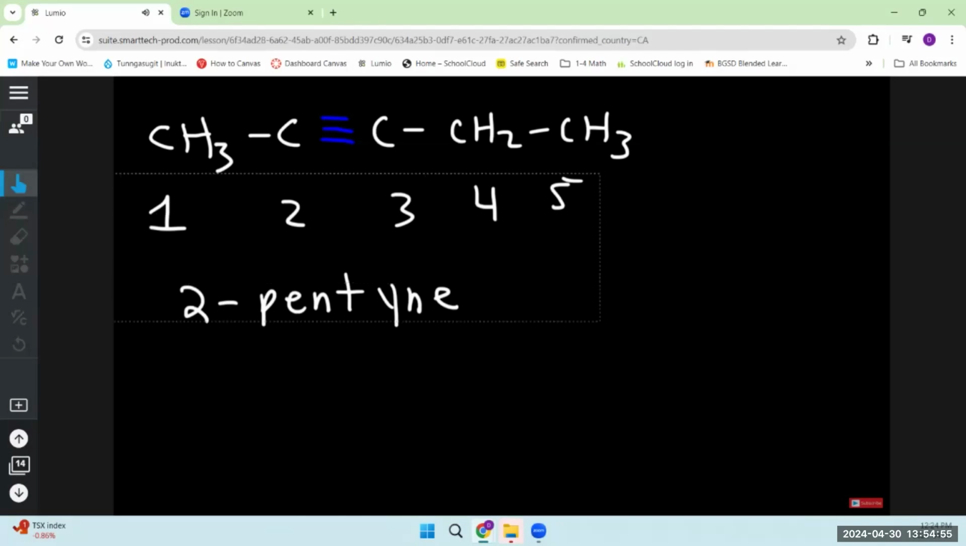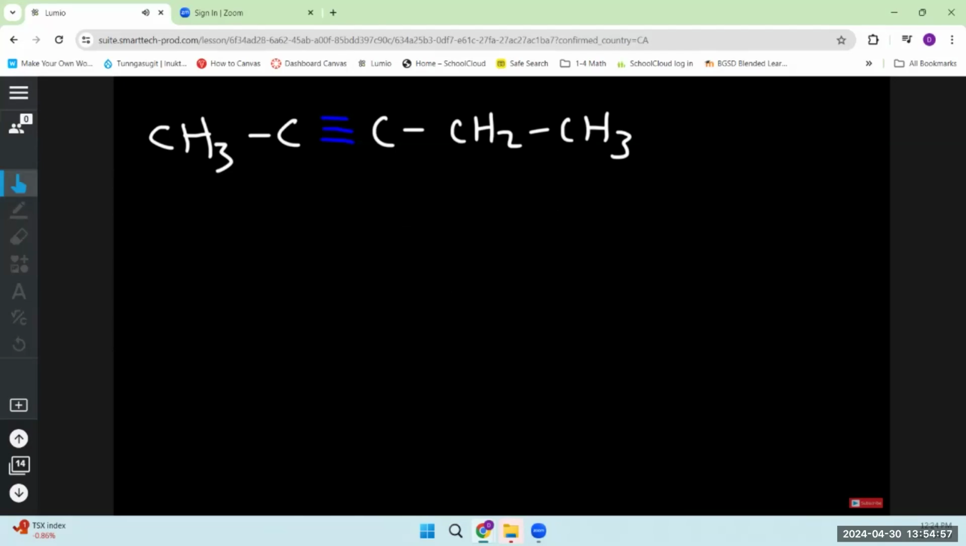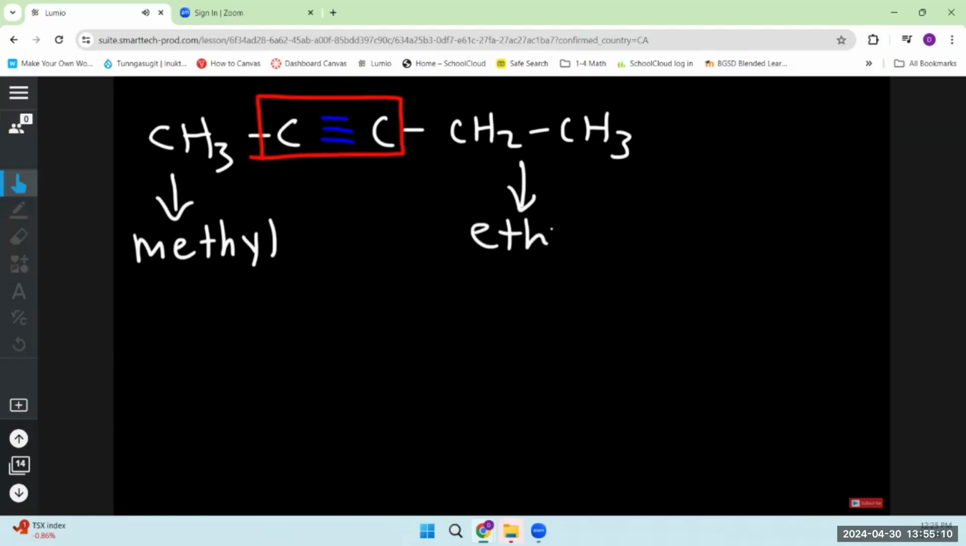Now let's try the common name. So here is our acetylene functional group. And on the left side, we have a methyl attached to it. And on the right side, we have an ethyl group attached to it. So we need to put it in alphabetical order. So the common name is ethyl, methyl, acetylene.